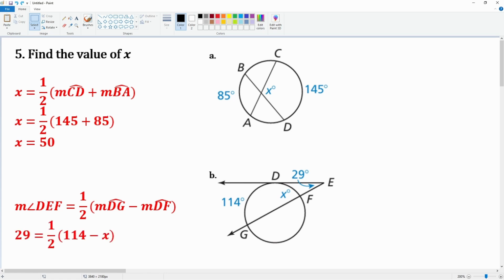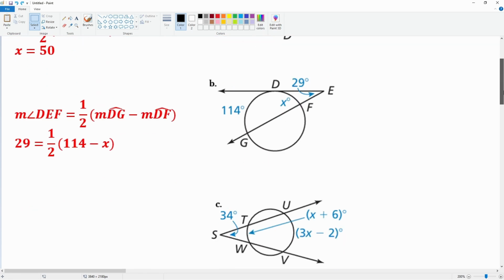Okay, 1/2 times 114 minus x, and it equals 29. 29 is the exterior angle. Okay, don't distribute the 1/2. Multiply both sides by 2. That's how you get rid of the fraction.